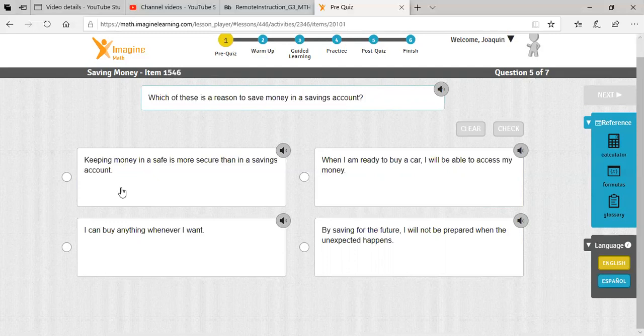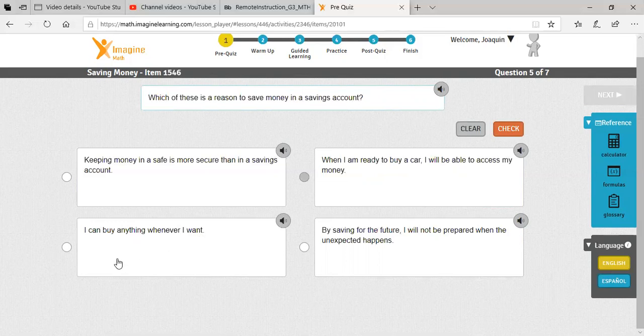Actually, in the bank, they have safe boxes, but they're huge and they're really hard to crack. So also they have insurance. So if the money is stolen, they will refund you the money. So don't worry about it if you have it in the bank. So keeping it in a safe is not a good decision. When I'm ready to buy a car, I will be able to access my money. Sure, that's a good reason. I can buy anything whenever I want.